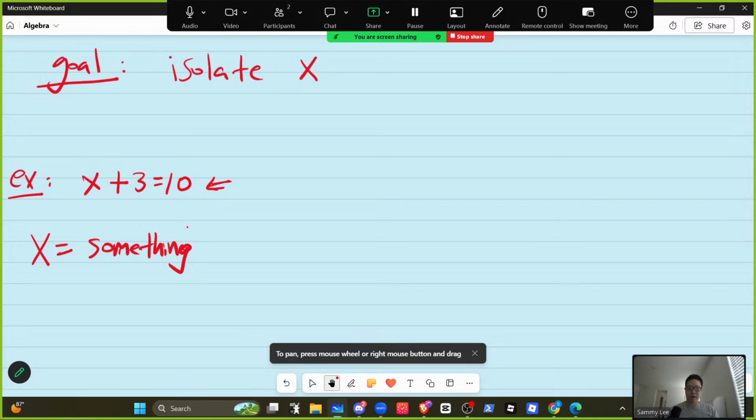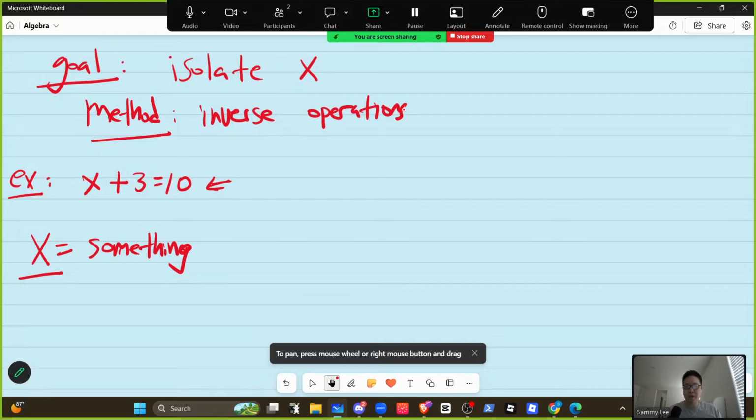What we're going to do is manipulate the equation using techniques of algebra so that we end up with x equals something. And the main technique, the method for solving equations, is what are called inverse operations. This just means you're going to do the opposite operation on x that's already being done on x. So here we have x plus 3. So what's being done to x? We're adding 3, right? Yeah.